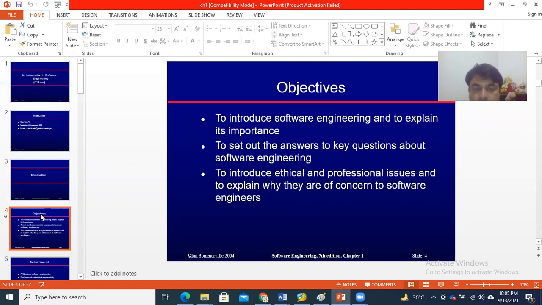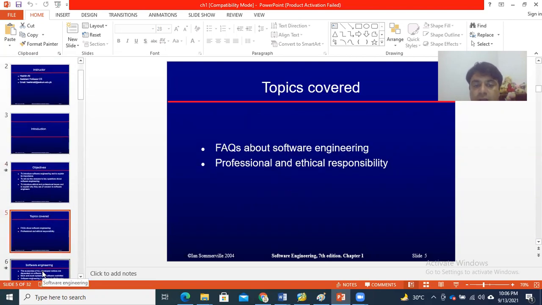The learning objectives of this chapter, which is chapter number 1, are to introduce software engineering and to explain its importance, then to set out the answers to key questions about software engineering. And the third objective will be to introduce ethical and professional issues and to explain why they are of concern to software engineers.